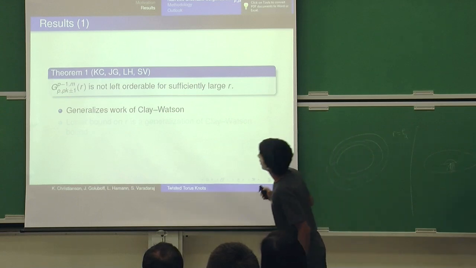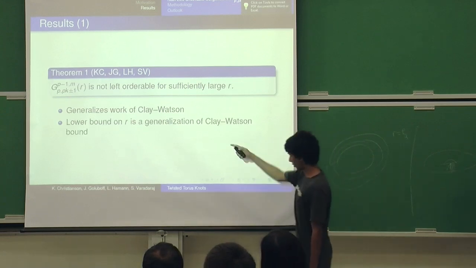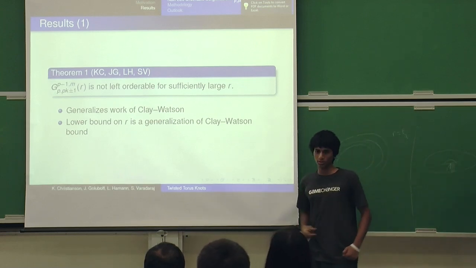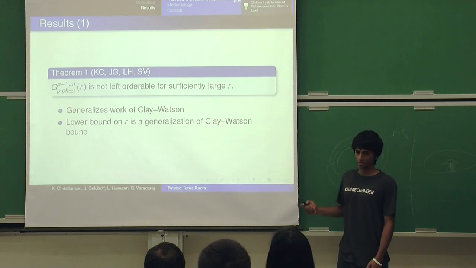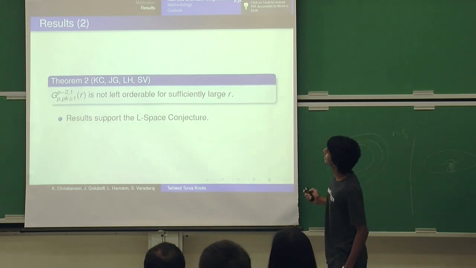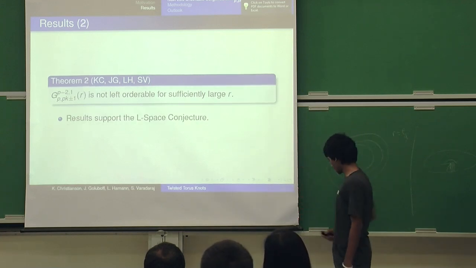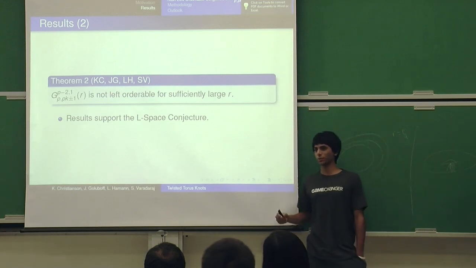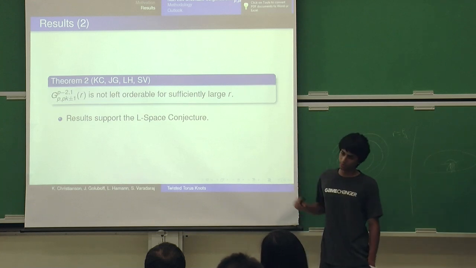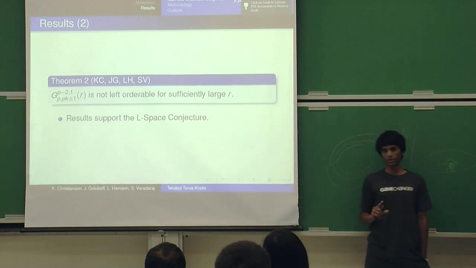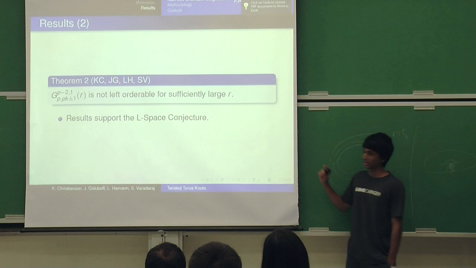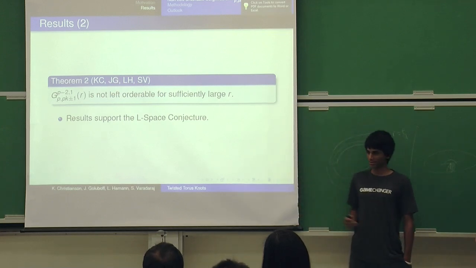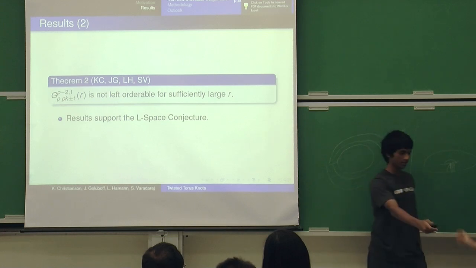We generalized it, and our bound on R is larger than the bound obtained by Clay-Watson, so it's better. So we proved it for L equals p minus 2, m equals 1, and L equals p minus 1. But we weren't able to prove it for L equals 2, and that question still remains open. But the results we have so far support the L space conjecture. And that's where we are right now.